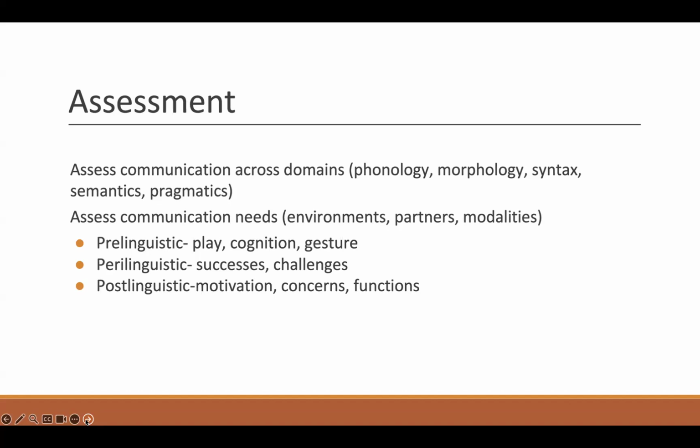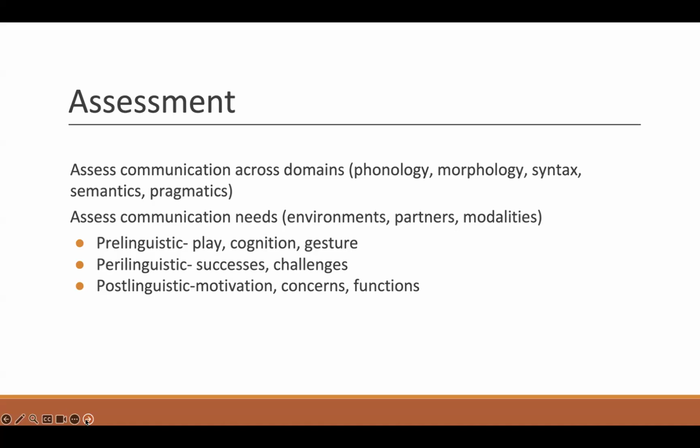Now, one thing that I think a lot about is how oral rehabilitation really connects with the language stage of the individual that we're treating. So, for a pre-linguistic individual, for a baby, we are really going to be thinking about oral rehabilitation in terms of play, cognition, and gesture. We're not going to see a ton of expressive language from someone who's pre-linguistic. But with newborn hearing screening, we might often have oral rehabilitation for someone who is brand new to this world.